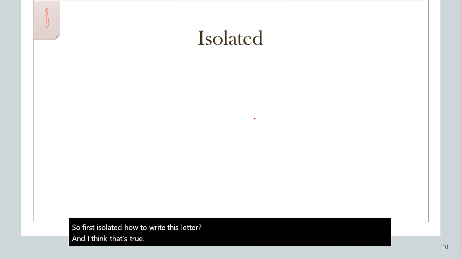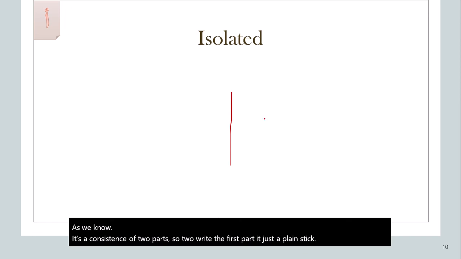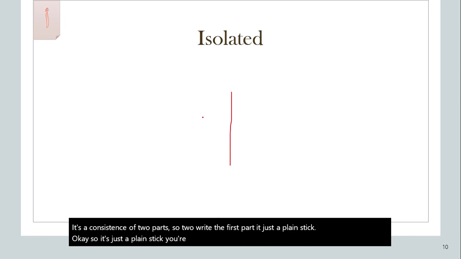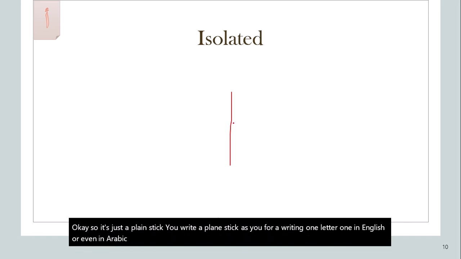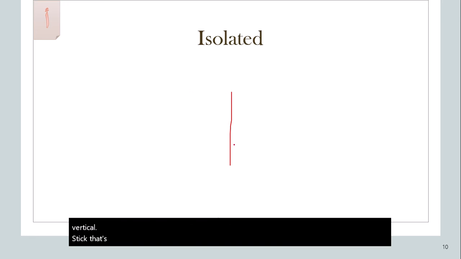As we know, it consists of two parts. To write the first part, it's just a plain stick. You write a plain stick as if you are writing the letter one in English, or even in Arabic, the number one is written this way. So just a plain vertical stick, that's it. This is the first part.